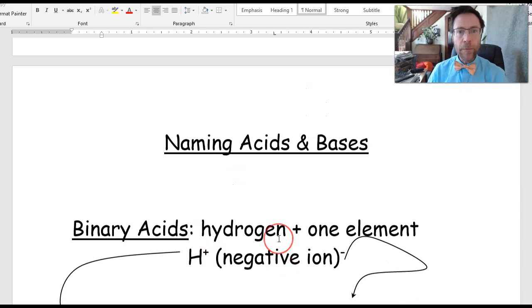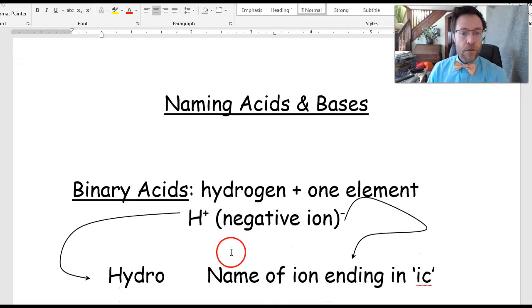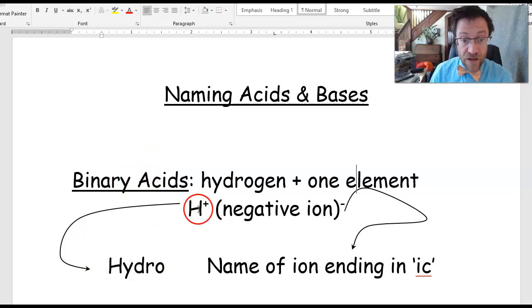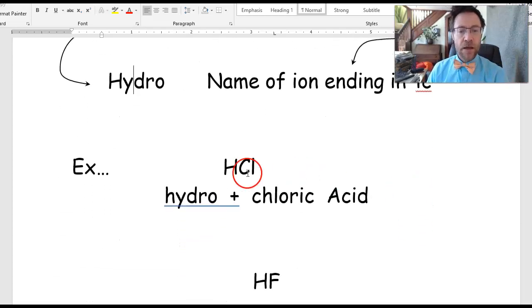Part 1, naming acids and bases. The first thing we're going to do are the easy ones. We're going to look at binary acids. Binary means 2, so you're going to have hydrogen and 1 other element. That's all there is. This only counts if it's hydrogen and 1 other thing. And all you do is you say hydro for the hydrogen, right? That's pretty straightforward. Now, your negative ion, whatever it happens to be, you simply end it with ic, which is why it's hydrochloric acid. Do you guys get what I'm saying? Here, let's do a couple.